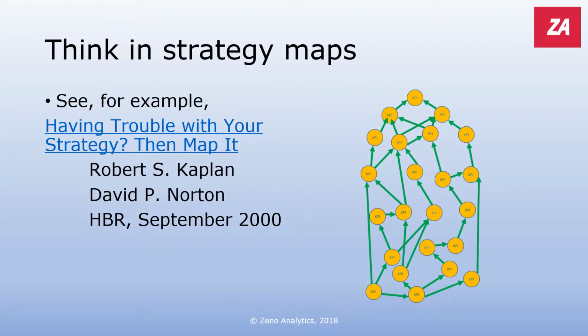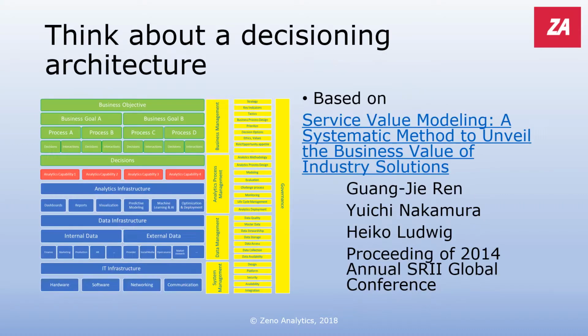To start out, you need to think in strategy maps, as in the balanced scorecard. A good reference here is "Having Trouble with Your Strategy? Then Map It" by Robert Kaplan and David Norton. The idea is to map your KPIs on all levels, from business objectives down to your operational processes, and make sure that you understand how they actually link together and how they influence each other to the top.